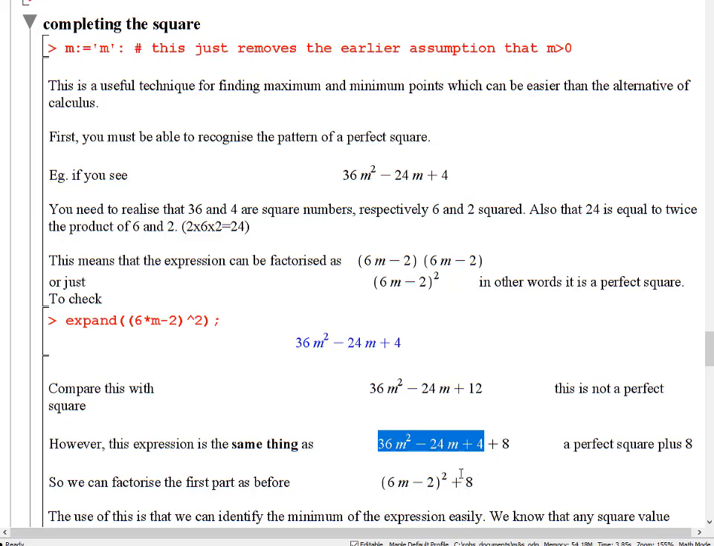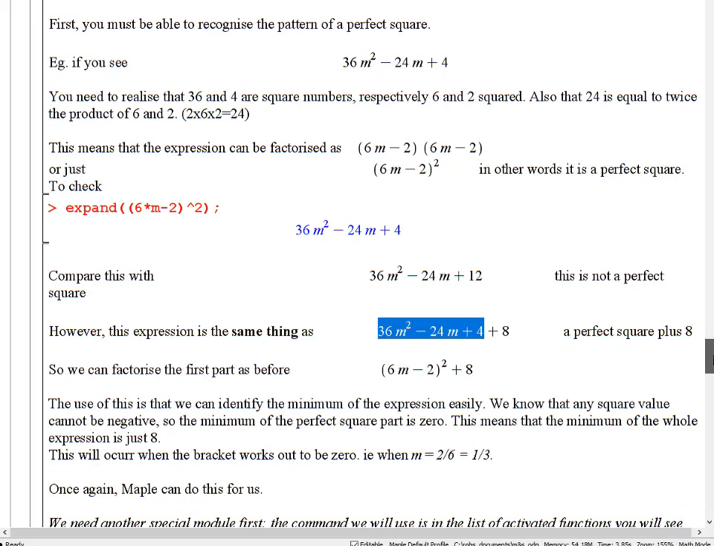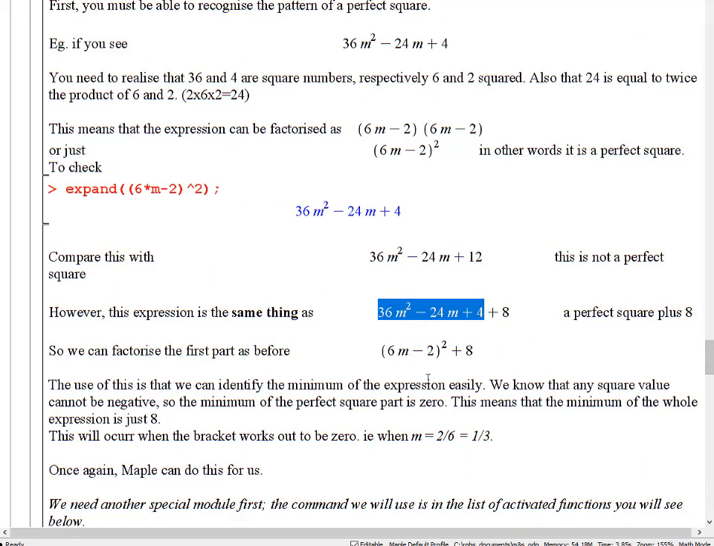Once I've done that, I can really easily find the minimum value of this expression. Because 8 is fixed, the minimum possible value this can have is 0 because it's a square, so it can only go as far as 0. And when does this get to 0? It's when m is equal to plus a third, okay? So when m is a third, I'll get the minimum value, which is going to be 8.